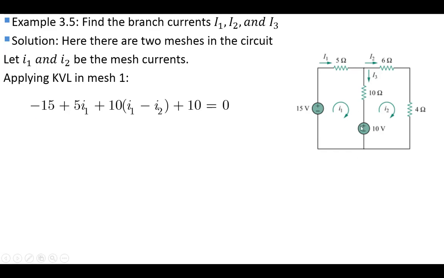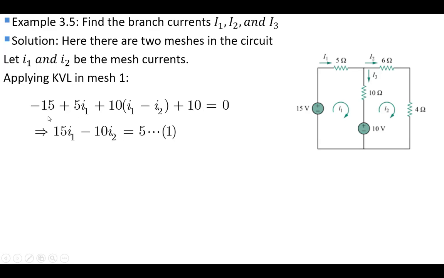But when we encounter the 10 volt battery source, we encounter positive polarity first, so that's why this is plus 10. Next we simplify this equation. We can collect the coefficients for the unknowns, that is I1 and I2. So 5I1 plus 10I1 will be 15I1, then minus 10I2, and minus 15 plus 10 will be minus 5.